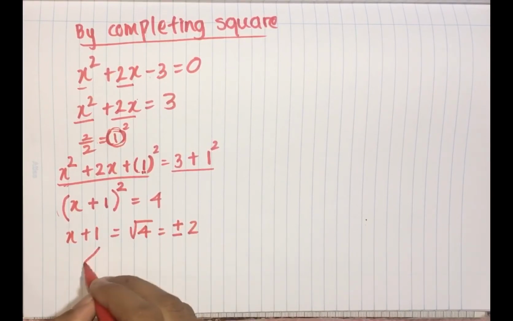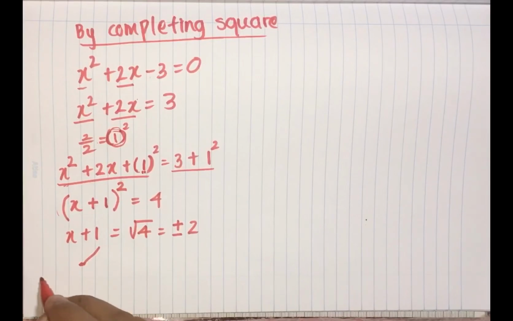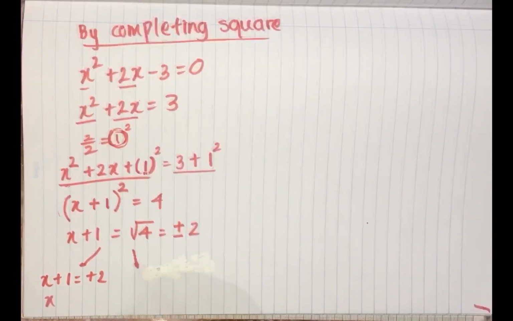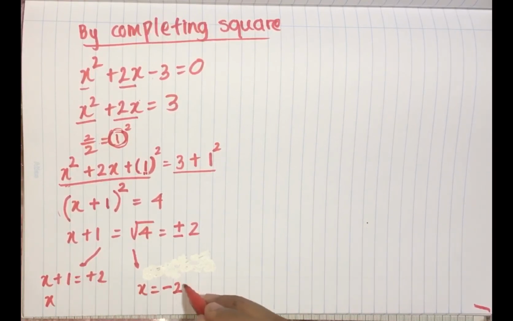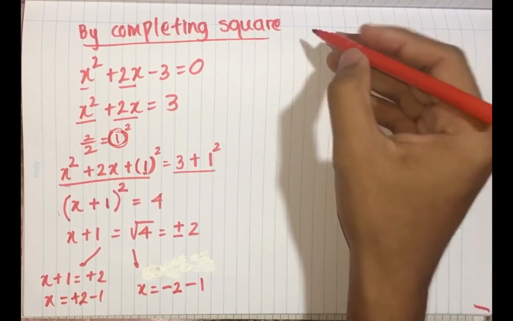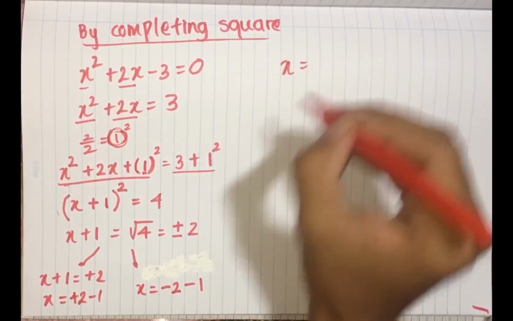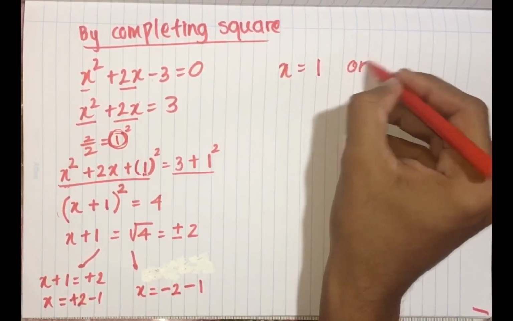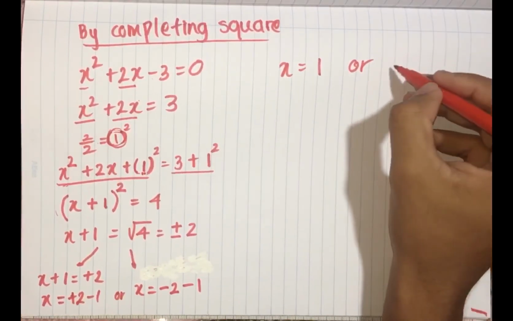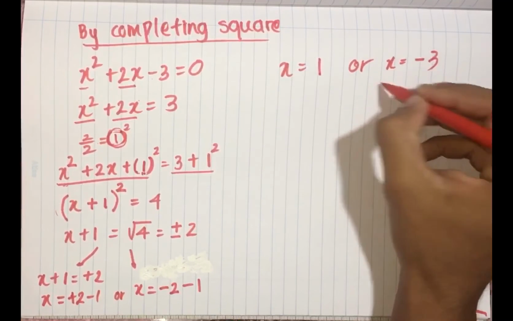You can take two equations here. One is x plus 1 is equal to plus 2. And on the other side, x plus 1 is equal to minus 2. Let us take plus 1 to the other side, that is going to give you minus 1. So here also, if you take plus 1 to the other side, you have plus 2 minus 1. So you have two values. What are the values? One is x equal to plus 2 minus 1, which is 1, or you can say x is equal to minus 3.